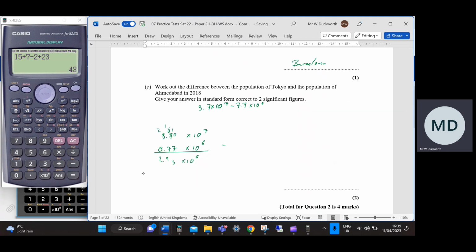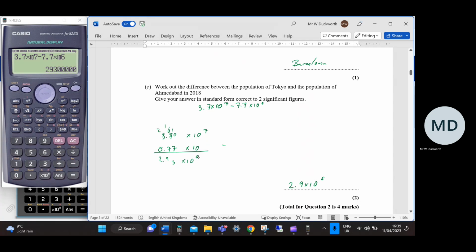It says to two significant figures, though. So to two significant figures, I'm looking at 2.9 times 10 to the 6 in standard form. And again, we can just double check that. 2.7 times 10 to the 7 minus 7.7 times 10 to the 6 gives me, in standard form, that would be 2.9. 1, 2, 3, 4, 5, 6, 7. Yeah, good point. So I've messed up. Good to check.